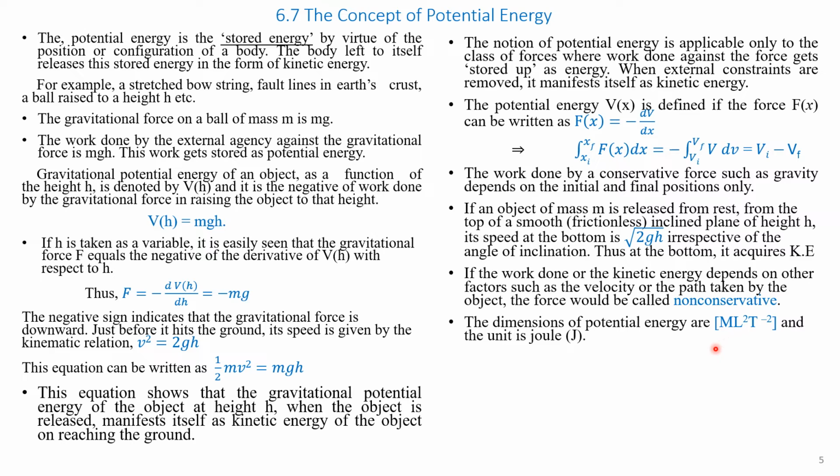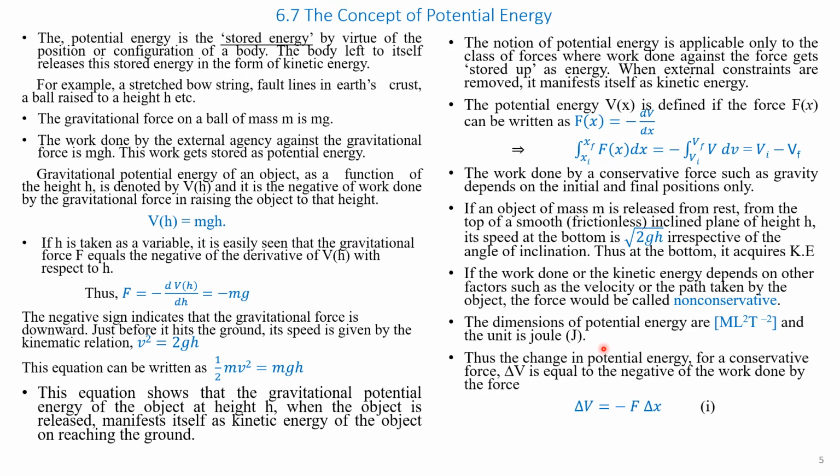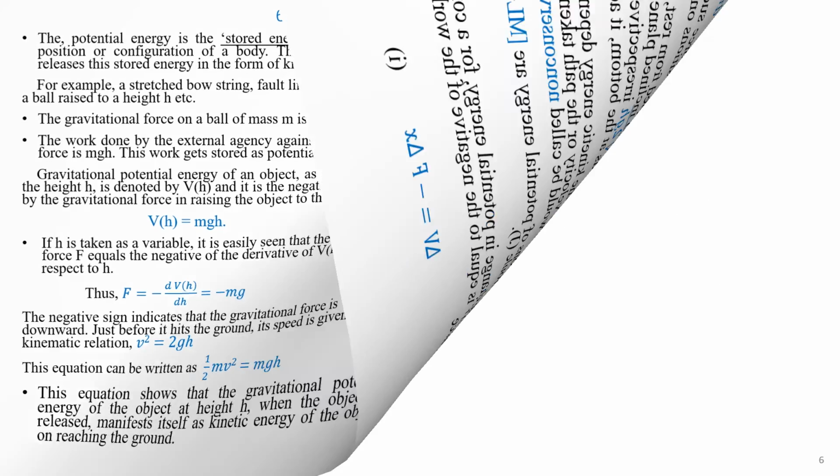The dimensions of potential energy are M L square T to the power of minus 2. That is, for any energy, it is the same, M L square T to the power of minus 2, and its unit is joules, capital J. Thus, the change in potential energy for a conservative force, delta V, equals minus F of x dx, that is, the negative of the work done by the force. In section 6.8, we will study the conservation of mechanical energy.